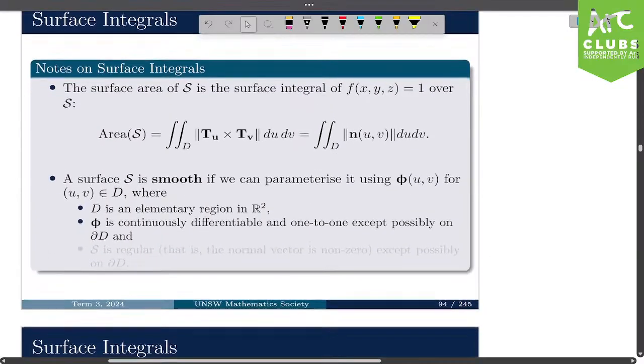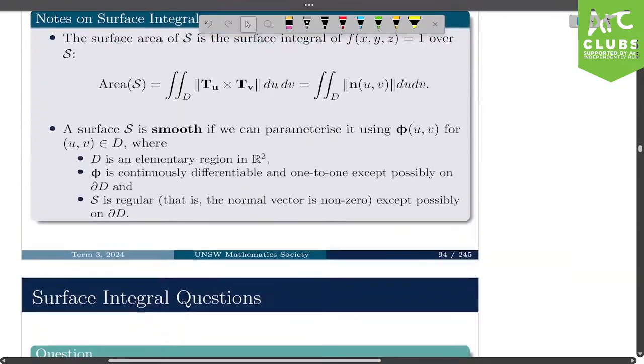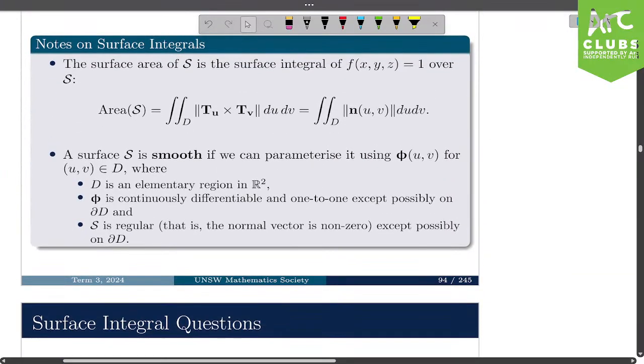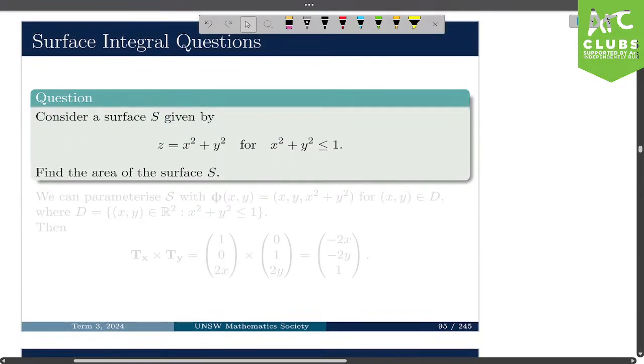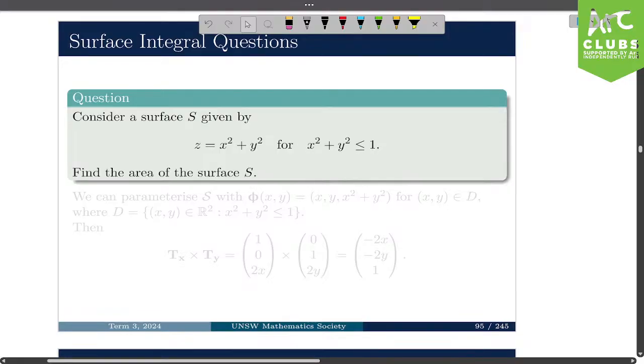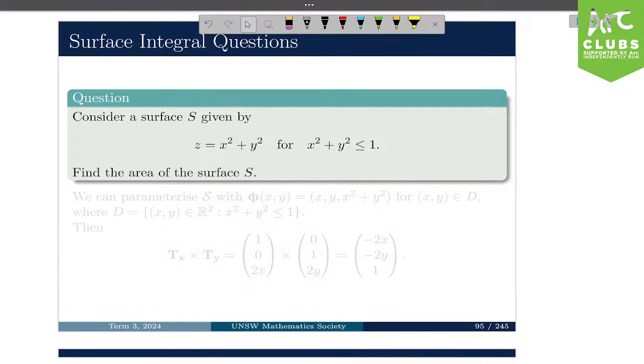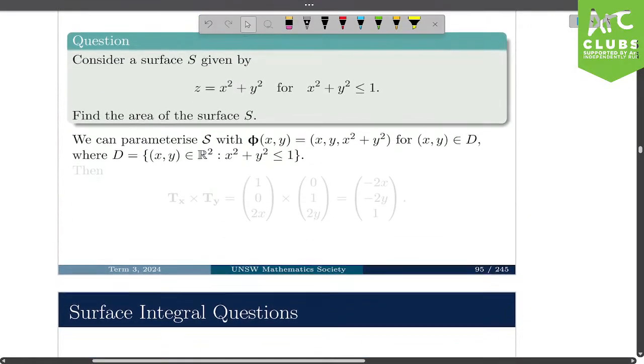So if it's smooth, we can parametrize it. These are our conditions for parametrizing; we don't have to worry too much about this. So let's actually try computing a surface integral. Consider the surface given by z equals x squared plus y squared. So we've got a cool little paraboloid going on, and we have this constraint here. Now we want to find the area of the surface S.